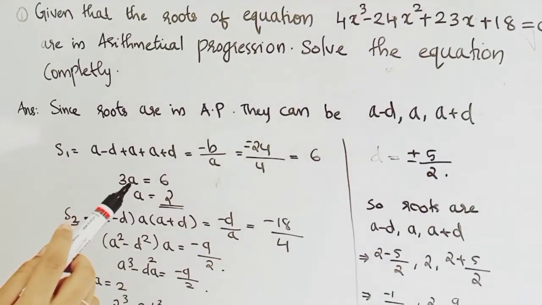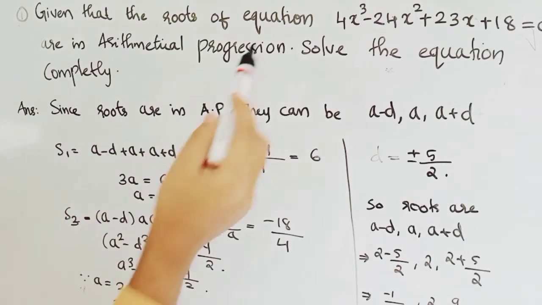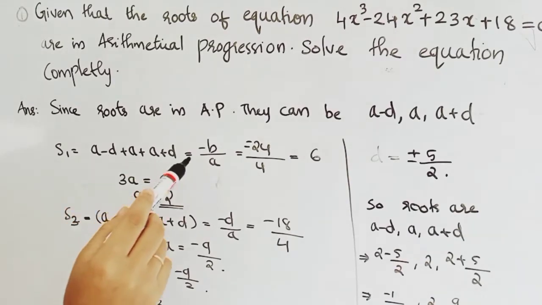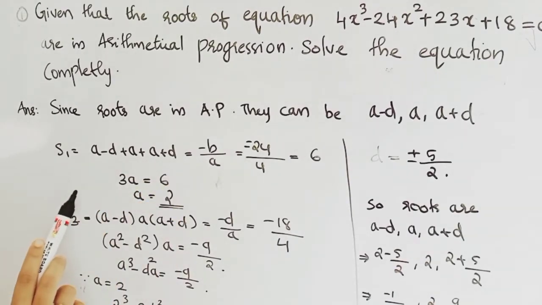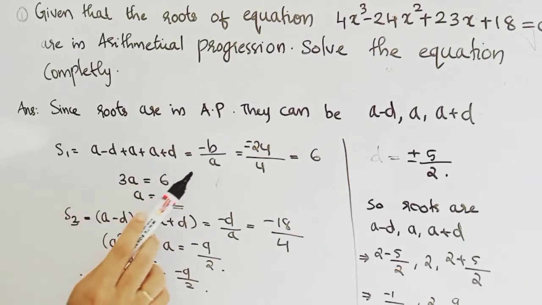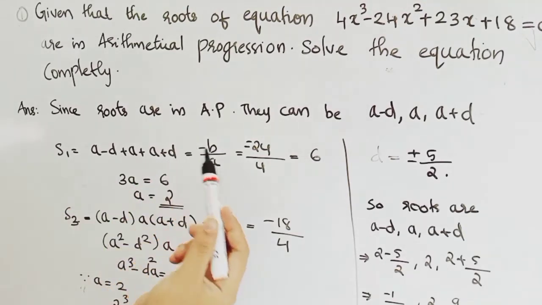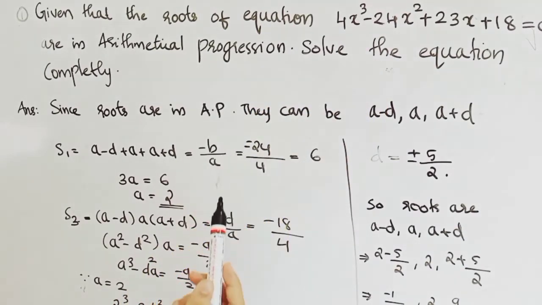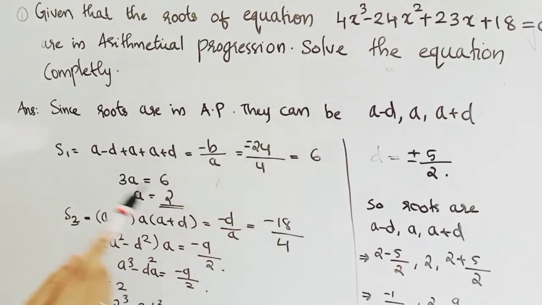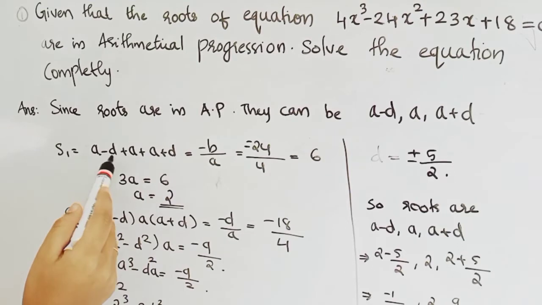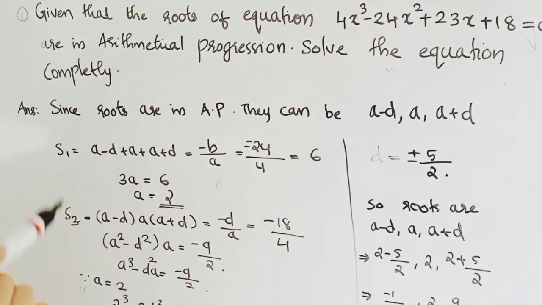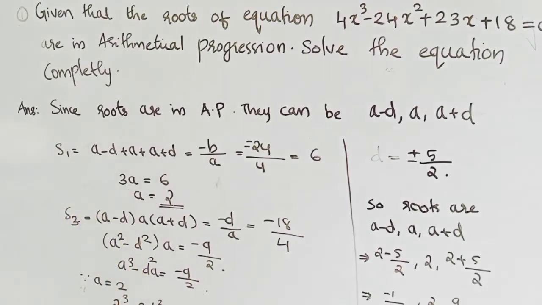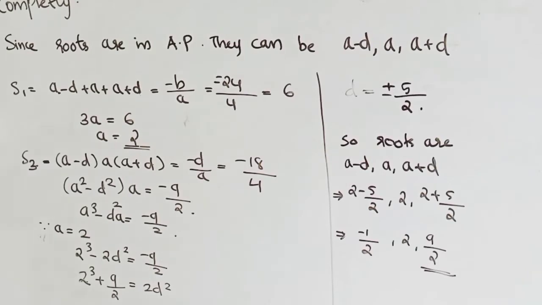As we know the relationship, if alpha, beta, gamma are roots of a cubic equation, then S1, the sum of the roots, will be minus b by a. Same here, S1 is equal to a minus d plus a plus a plus d is equal to minus b by a. Here b is minus 24, so minus b is minus of minus 24, that is plus 24 by 4, which is 6. So minus d and plus d cancel, and we get 3a. 3a is equal to 6 and a is equal to 2. Right? If 3a is 6, then a will be 2.